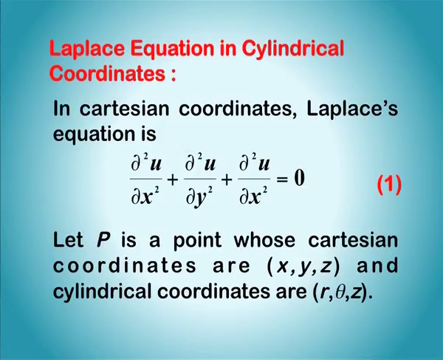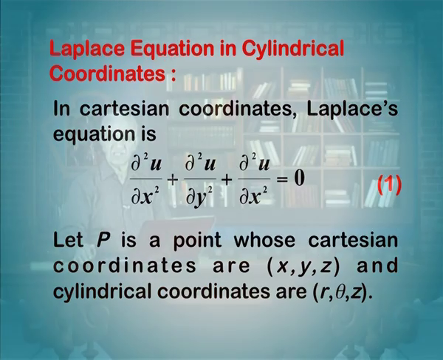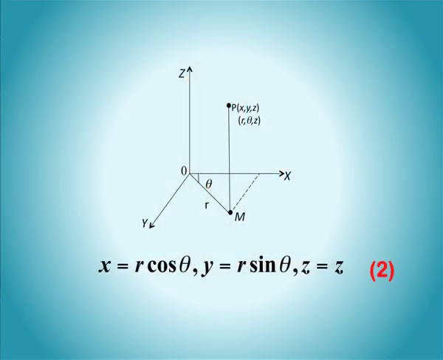Let P be a point whose Cartesian coordinates are x, y, z. It is 3-dimensional, so there are 3 coordinates. And its cylindrical coordinates are given by r, theta, z. What we mean by r, what we mean by theta, and what z is will be illustrated here. This is a diagram, very important, very simple, with 3 axes: x, y and z.